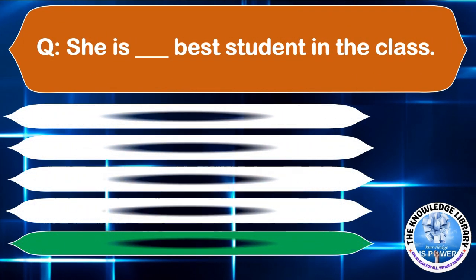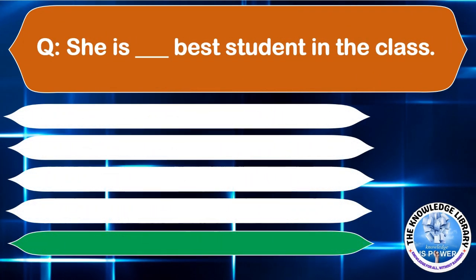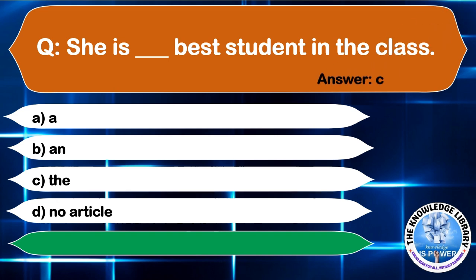C is dash best student in the class. Option A. Option B, an. Option C, the. Option D, no article. The correct answer is option C, the. Moving to the next question.